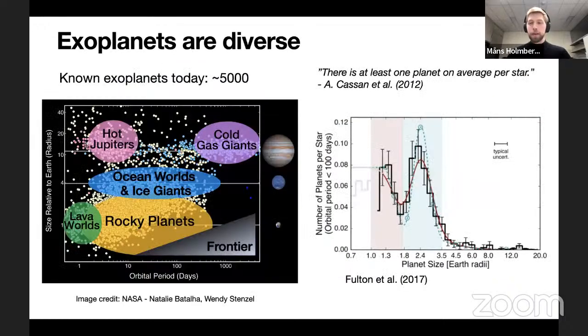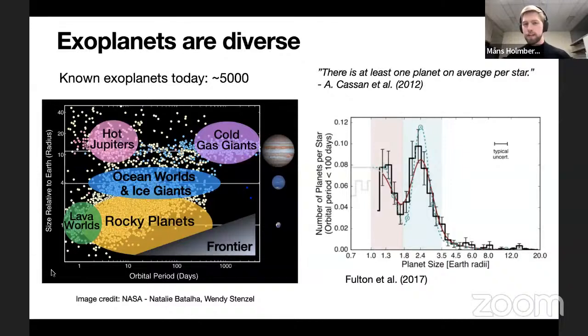So, going to today, we know of roughly 5,000 exoplanets. This is a big contrast to the 8 we knew in our solar system before we knew any exoplanets outside. So, what I want you to take away from this plot is that planets are diverse. If you look at this figure on the left, you have the orbital period on the x-axis and the radius on the y-axis. And you can see that planets fill this graph, and there seems to be any kind of planets.